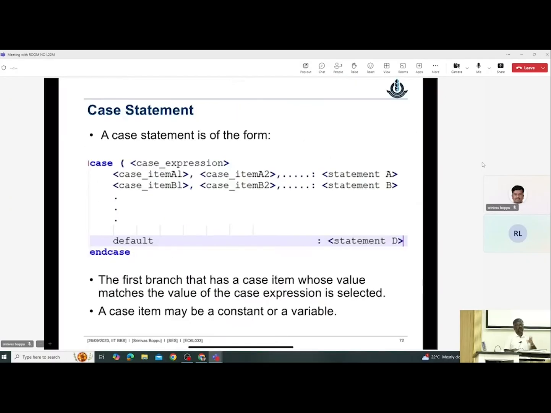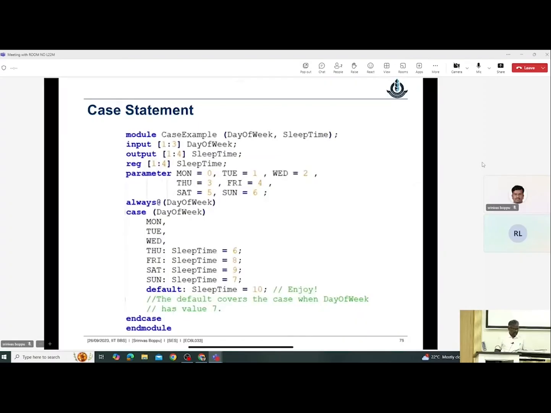Now I think I'll skip this case statement. Again, the case statement is a nested if else. It will check if else, if else, and if in any one of the branches you miss a case, it's going to be a latch, and if you have a complete list, it will be combinational logic. I'll just skip.